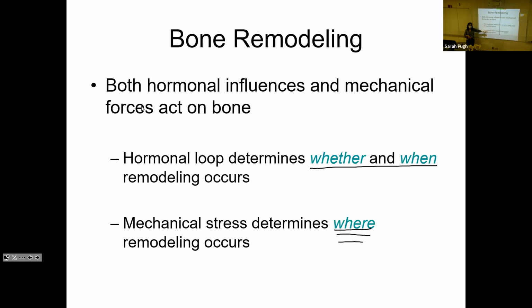Does that make sense? Now let's say I'm a ballerina and my blood calcium level is perfect. It's not too high and it's not too low. Will I remodel my bone? Nope, because I don't have extra to store and I don't need to break my bone down, okay? So calcium determines whether and when it happens. Mechanical stress determines where it happens in your body.